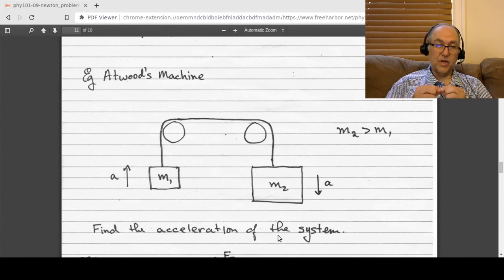Because this string is not stretchy, the acceleration of M1 and the acceleration of M2 are the same, but in opposite directions. M2 is going to fall down and M1 is going to be accelerated up. Okay, so find the acceleration of the system. How many masses are there? Two. So you have to do two free body diagrams.